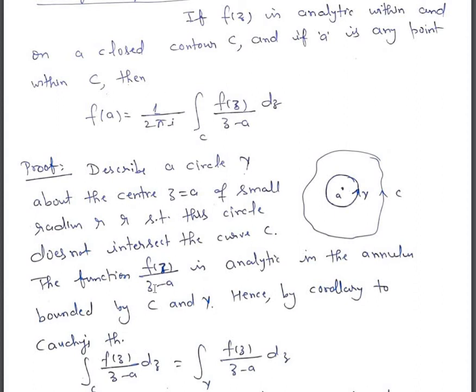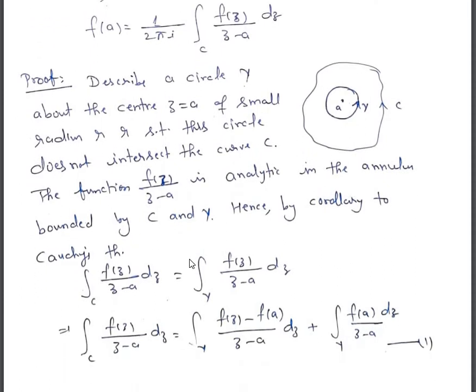Now, the function f(z) upon z minus a is analytic in the annulus bounded by C and gamma. So, f(z) upon z minus a is analytic in this region. f(z) upon z minus a is not analytic at z is equal to a, but z is equal to a is inside gamma. So, therefore, f(z) upon z minus a is analytic in this annulus region. So, therefore, by corollary to Cauchy's theorem, we have integral over C f(z) upon z minus a dz is equal to integral over gamma f(z) upon z minus a dz.